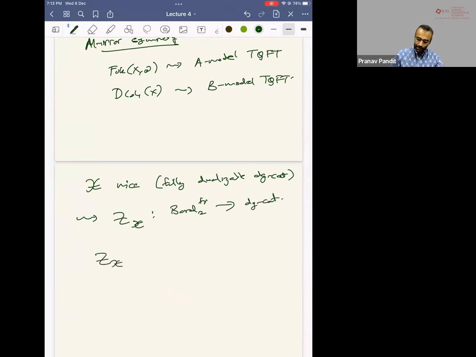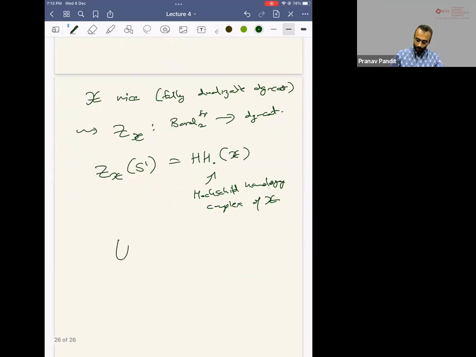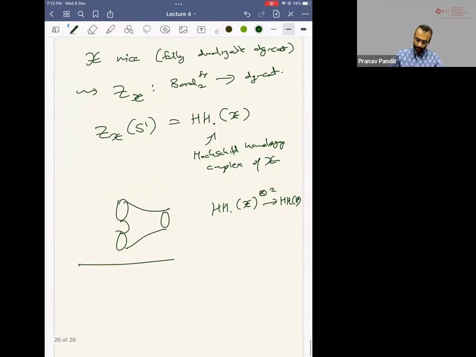And the value of this field theory on the circle, this thing has a name. It was classically called the Hochschild homology complex of X. And it comes with operations for every cobordism. You get operations from HH tensor X to HH, right?